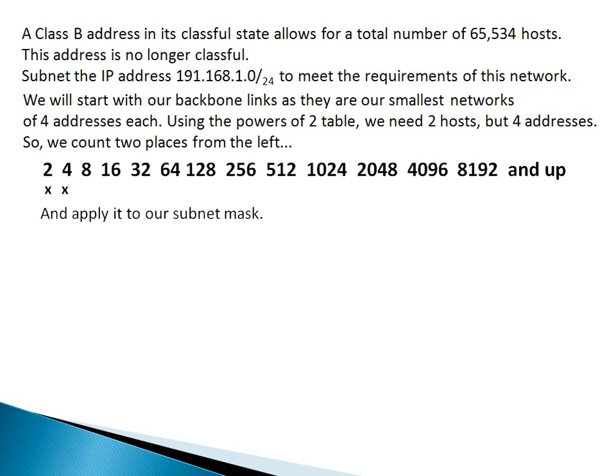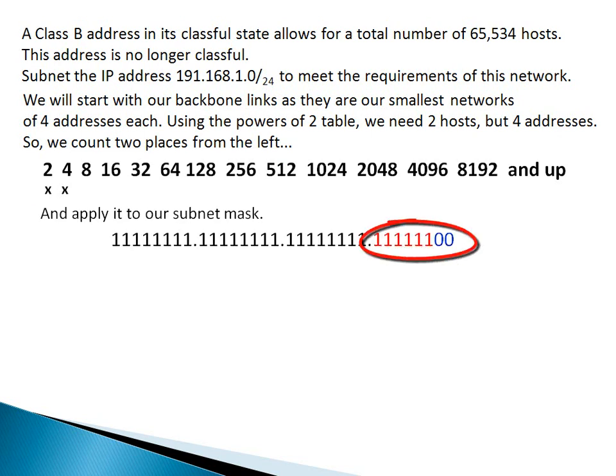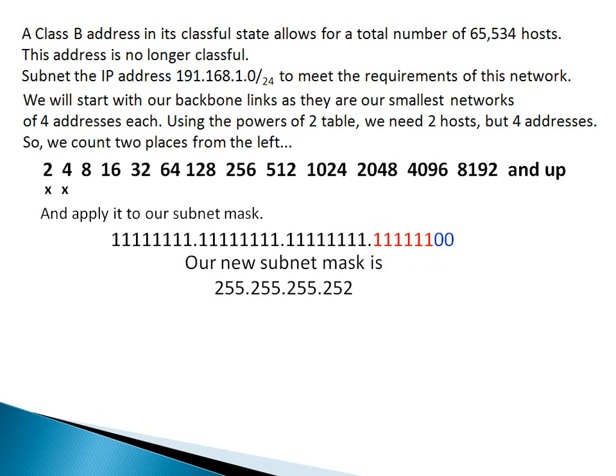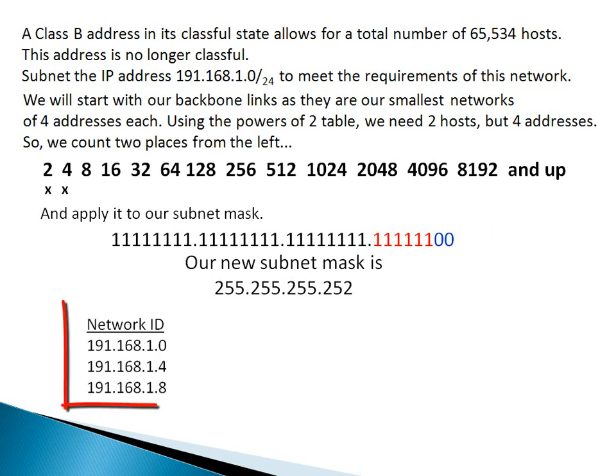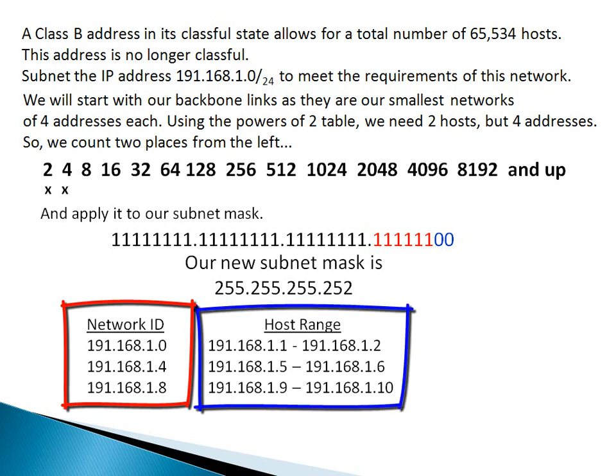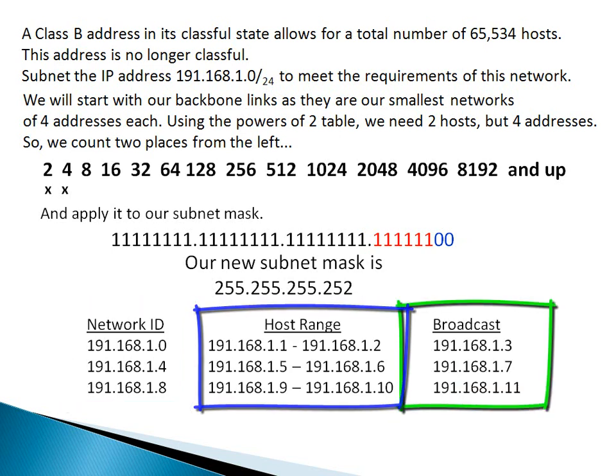Apply it to our subnet mask, and our new subnet mask is 255.255.255.252. Remember that if you take the 252 and subtract it from 256, it gives us a range of 4. That is our interval. We apply that, starting with the .0. There's our network ID, our host range, and our broadcast for our 3 subnetworks.